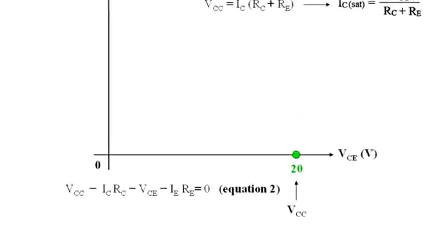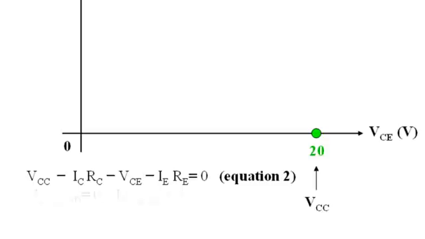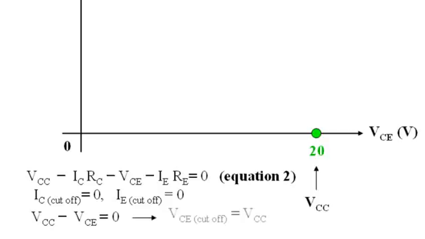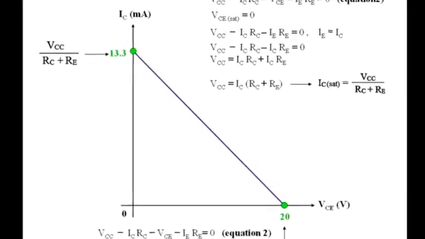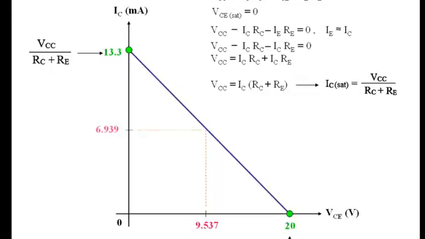This value is also derived from equation 2. By substituting 0 for IC and IE, we get this equation, and by rearranging the equation, we get VCE equals VCC. And this is the DC load line. Now we locate VCE and IC to plot the Q point.